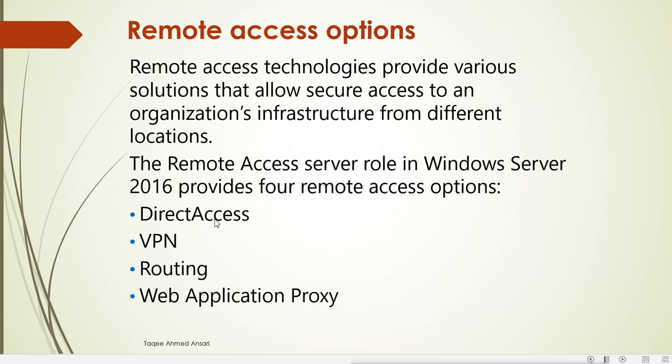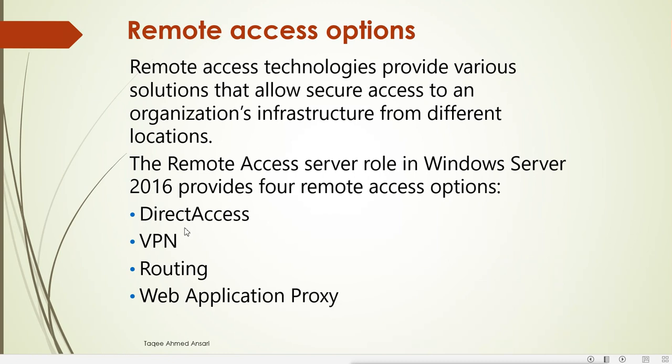Like we have direct access, and we have VPN. VPN and direct access both do the same thing, but what does VPN do? It provides a virtual private network over the internet. The internet is a public network that is not secure, so VPN creates a private network within the public network. So it creates a secure network from the organization's infrastructure to the client who is sitting outside of the infrastructure.